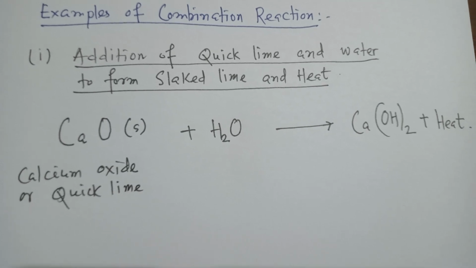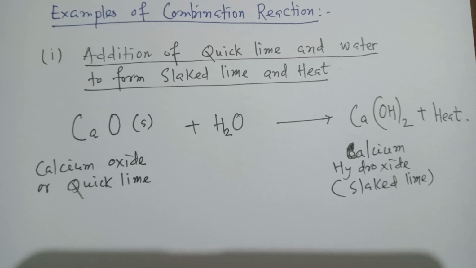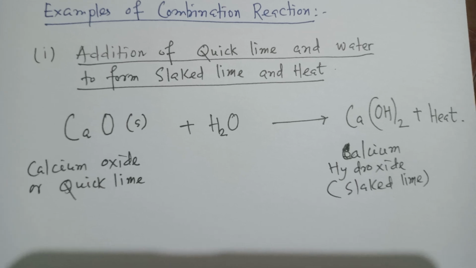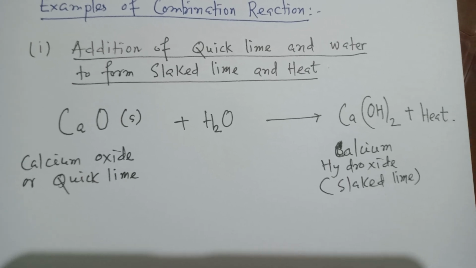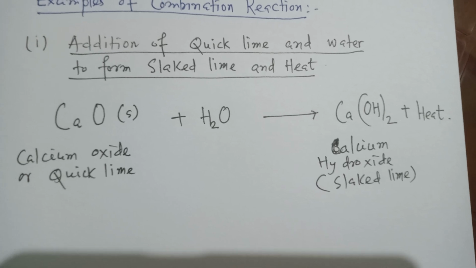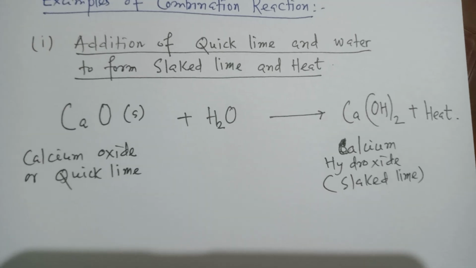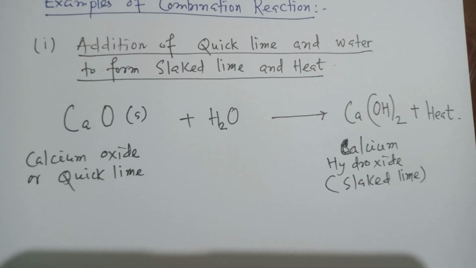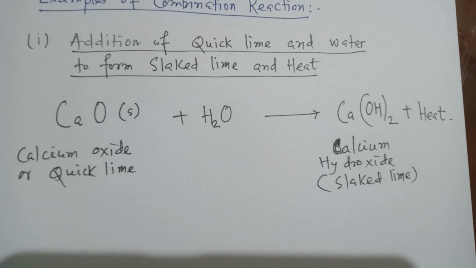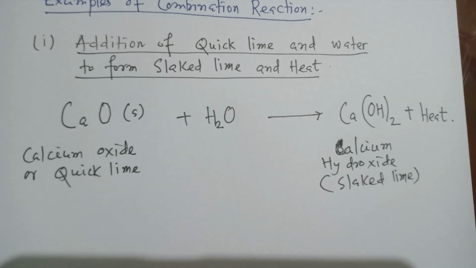Calcium oxide is our quick lime. It is reacted with water to form calcium hydroxide, which is called slaked lime, and heat is generated. So here we can see two compounds, calcium oxide and water, react together to form one substance, that is calcium hydroxide or slaked lime.